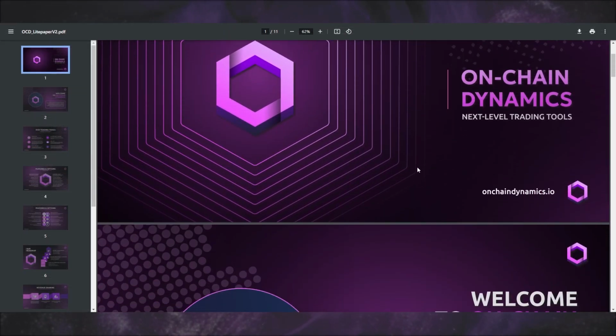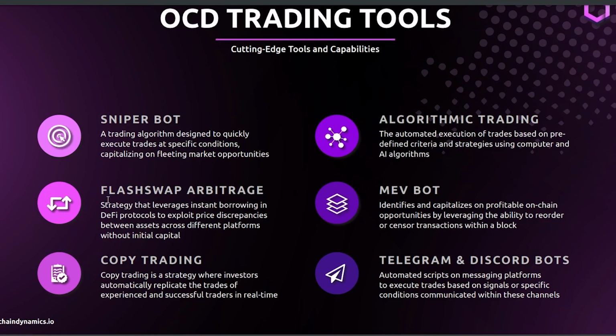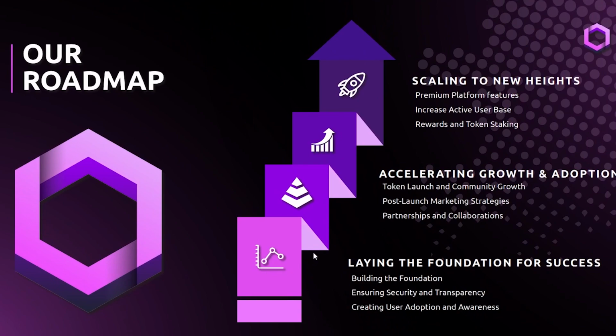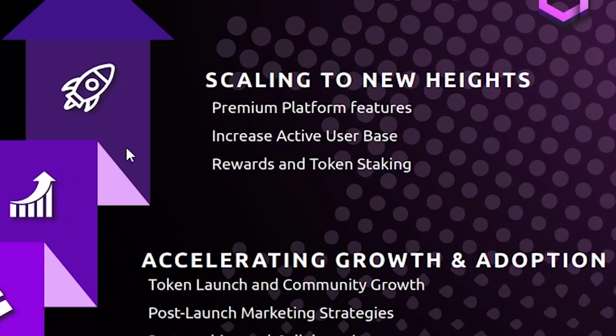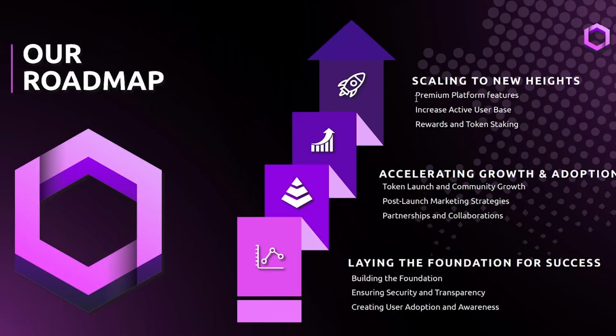Now, they do also have revenue sharing. These are some of the tools that they have: sniper bot, flash swap arbitrage, copy trading, MEV bot, algorithmic trading, and these features are what they have available now. But I will say that the watch list isn't on here, so that could be something they're still working on. The roadmap is very vague: laying the foundation, accelerating growth and adoption, and scaling to new heights. And it has some fairly vague goals. Premium features. Fantastic. Increase active user base. Amazing.